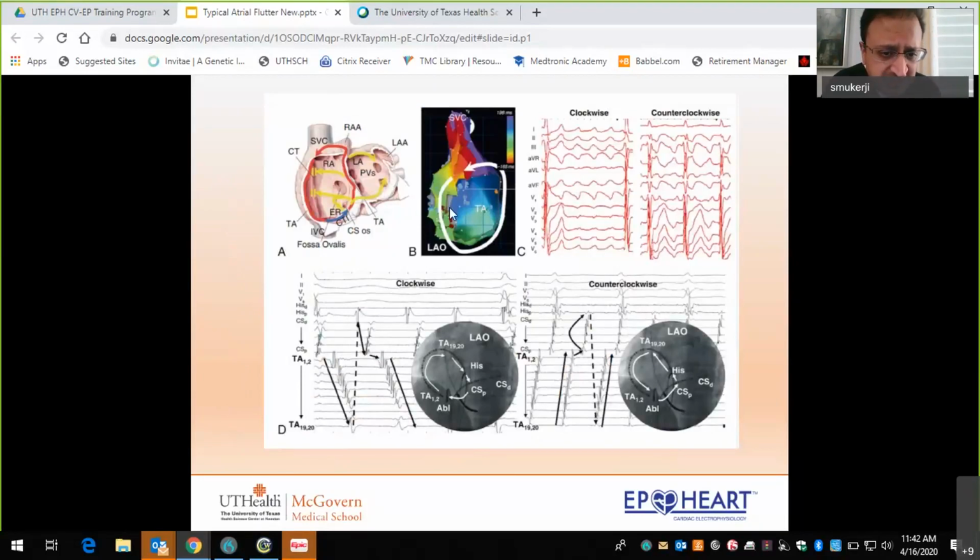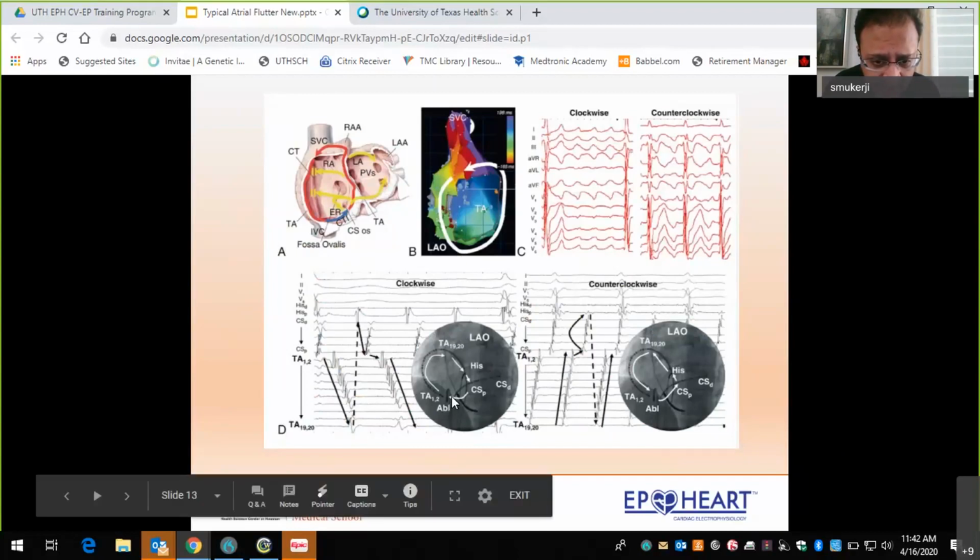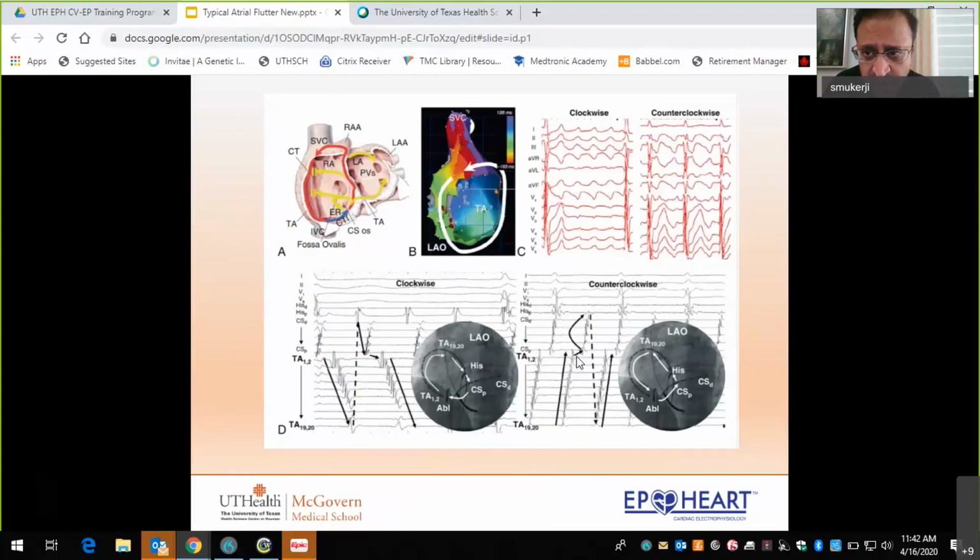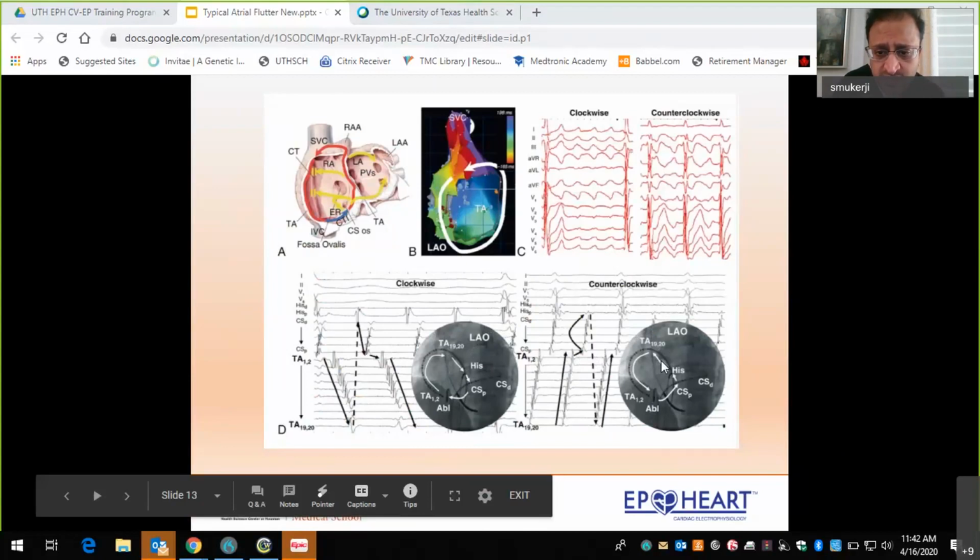So this probably will help a little more. Again, this is the LAO pictures that I was talking about a little while ago. Let's focus on these LAO images first. These just talk about the directionality of the flutter, but essentially, like I said, whether it's counterclockwise or clockwise, it's not going to change the type of ablation that we do. We're going to be doing CTIs.